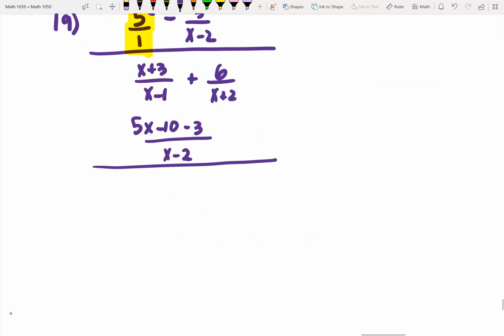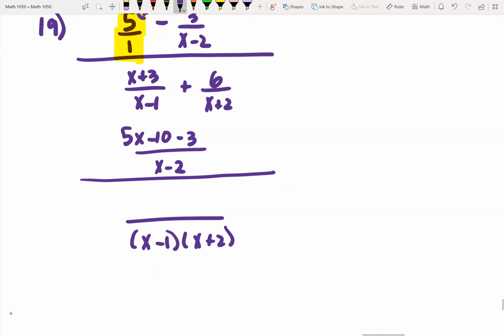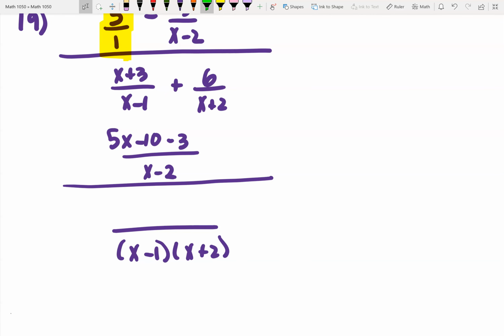Same thing on the bottom, but I have to pull those two guys together. So it's x minus 1 times x plus 2. Now this is going to get a little complicated, so watch. This guy right here has the x minus 1. He's missing the x plus 2. So I have to put x plus 2 here, but guys, now I have a binomial times a binomial, so I have to FOIL. So it's x to the second plus 5x plus 6.